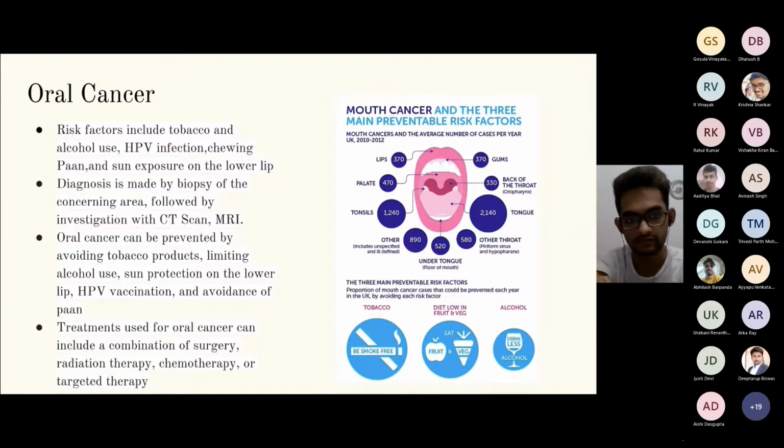Diagnosis for oral cancer is made by taking a biopsy sample of the concerning area, followed by CT scans and MRI investigations. We can prevent oral cancer by avoiding tobacco products, limiting alcohol usage, applying protection creams on the lower lip, getting HPV vaccinations, and avoiding substances like pan masala. Treatments for oral cancer can include a combination of surgery, radiotherapy, chemotherapy, and targeted therapy, depending on the stage and conditions.